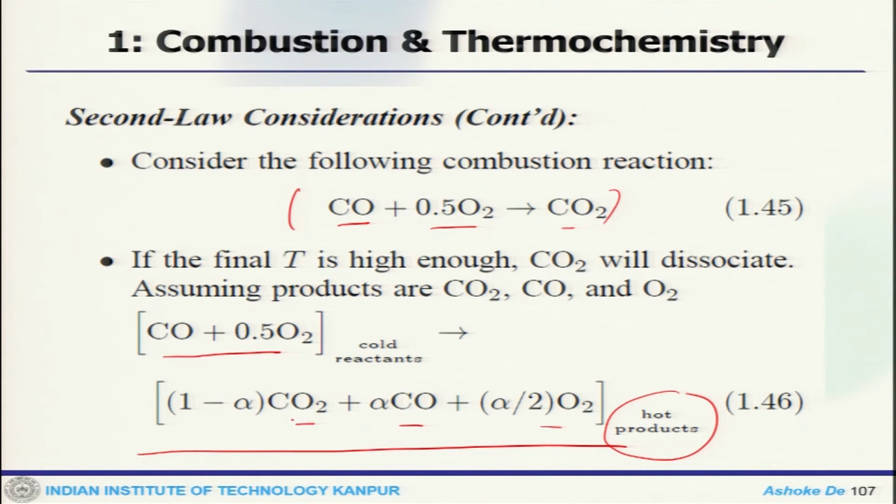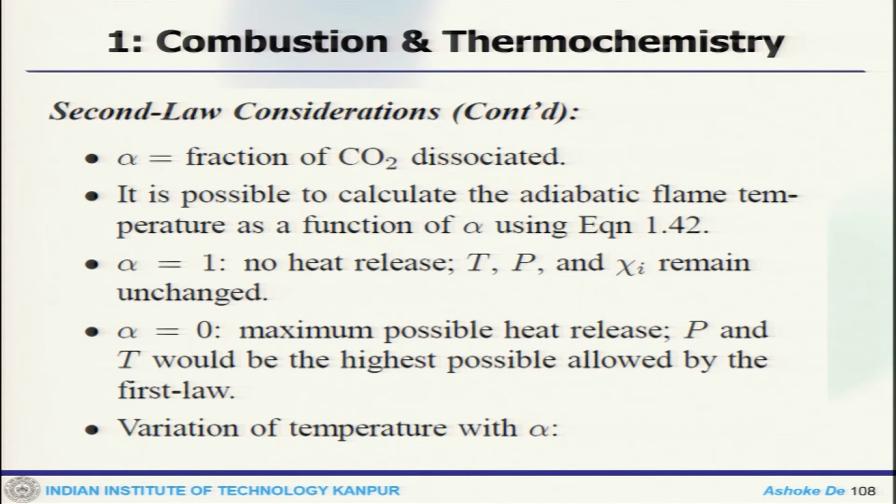It is not that complete CO2 will get dissociated. So, if some percentage of the CO2 gets dissociated, it will form this much oxygen and CO. Now, as I said, alpha is the fraction of the CO2 dissociation. So, if we calculate the adiabatic flame temperature as a function of alpha, then we can see what happens.